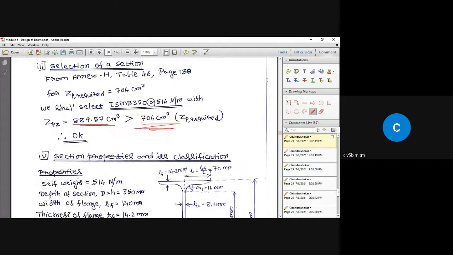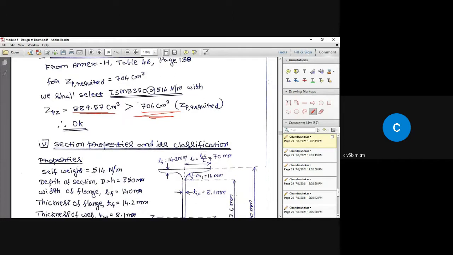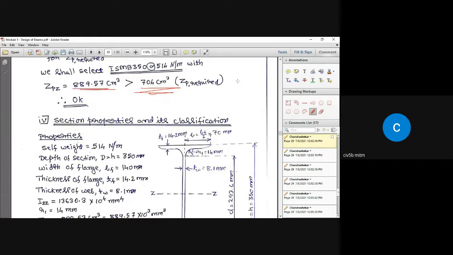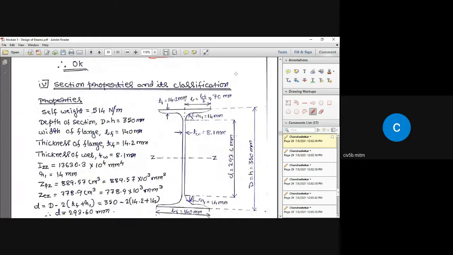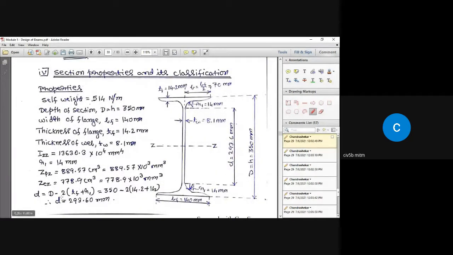We have two formulas depending on whether the section is subjected to high shear or low shear. Before doing those calculations, the first thing we are going to do is the section properties and its classification. So these are the section properties. Some of the section properties I got from the code book on page number 138, and the remaining missing section properties I got from the steel table for ISMB 350. So these are the section properties I have written.